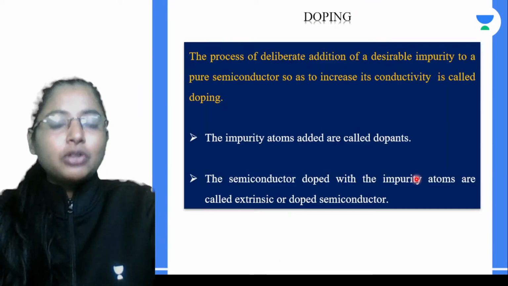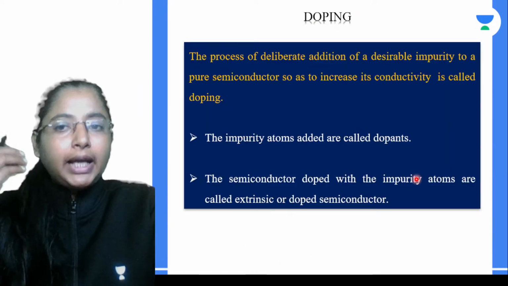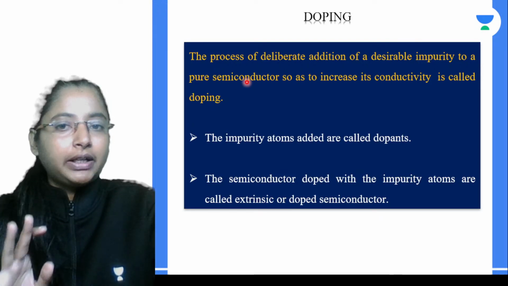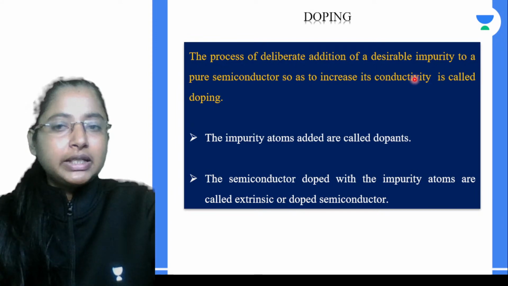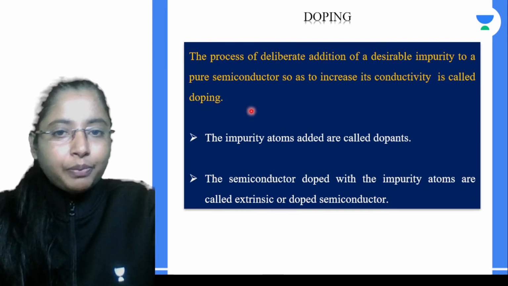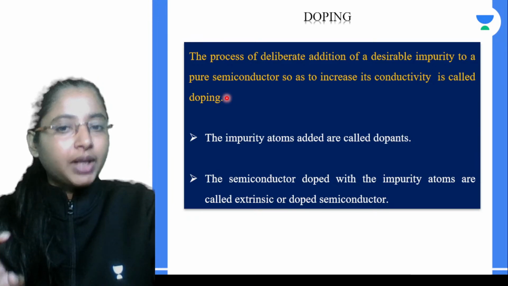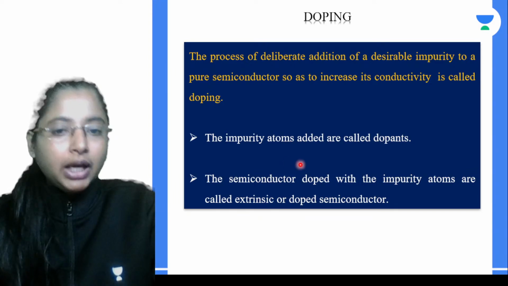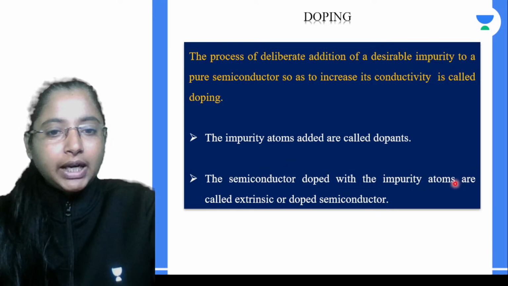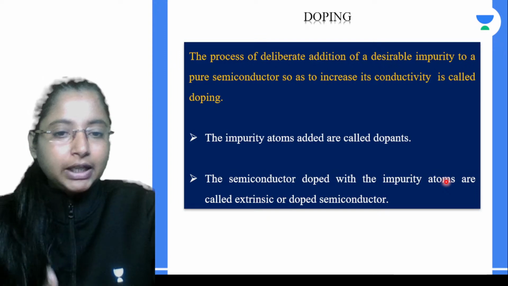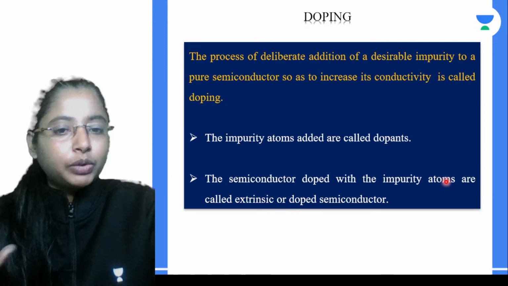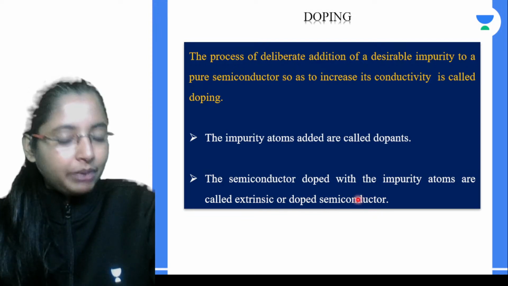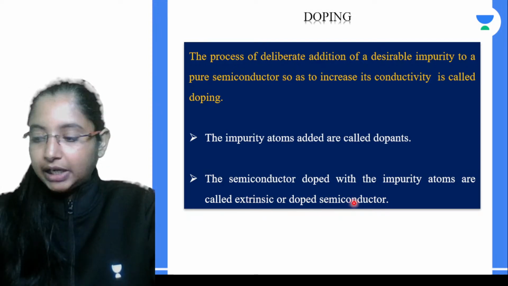That is where the process of doping comes into the picture. You're deliberately adding impurity to a pure semiconductor, that is an intrinsic semiconductor. Why? The only reason is you want to increase conductivity. This is doping. Very important definition, go through it. The impurity atom that you're adding is a dopant. When you take an intrinsic semiconductor and add an impurity atom to it, we call that semiconductor an extrinsic or doped semiconductor. We don't use the term doped semiconductor much, we usually use the term extrinsic semiconductor.